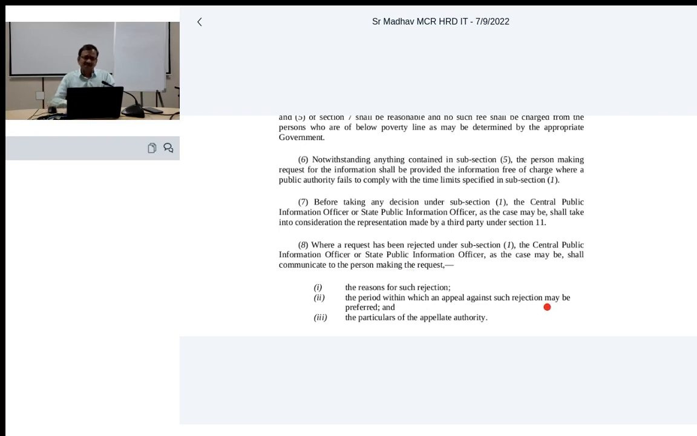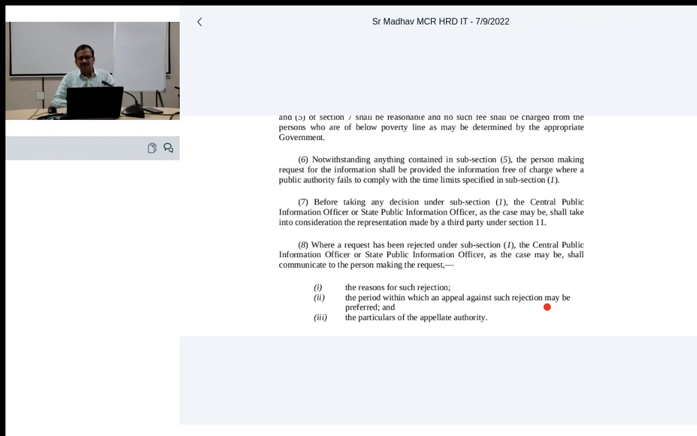You have to select certain reasons from section 8 or 9, and you have to write down those provisions under which you are actually rejecting the request. And clause 3 deals with the appellate authority. So you can simply say that if you are not satisfied with my decision, you may prefer an appeal before the following first appellate authority under section 19(1) of the Right to Information Act.